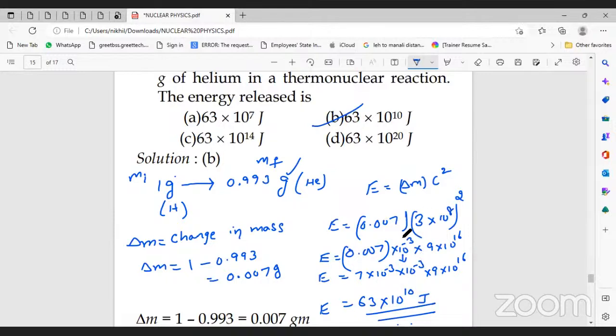What exactly was the mistake we made here? We have not converted that gram in terms of kg. We just missed that 10 power minus 3. So 63 into 10 power 10 joules. Suppose they ask you to convert this same value in terms of electron volt, what do you do? You just divide by 1.6 into 10 power minus 19. When you divide this value by 1.6 into 10 power minus 19, you get the energy in terms of electron volt.